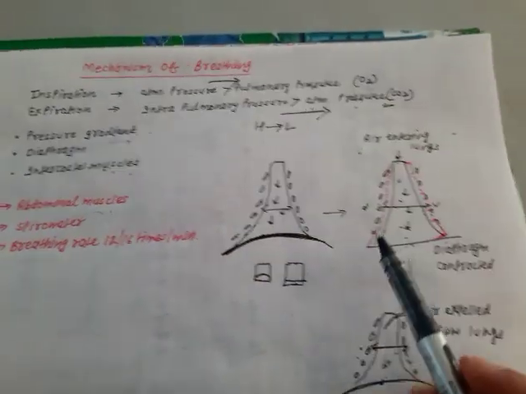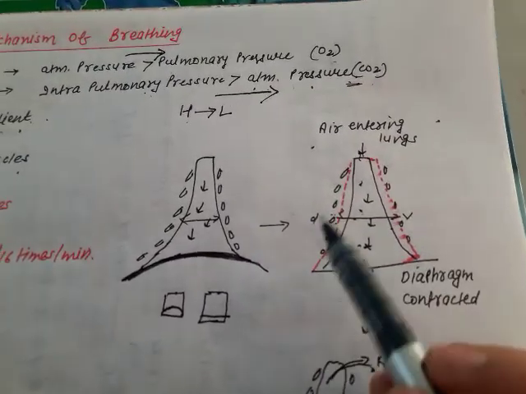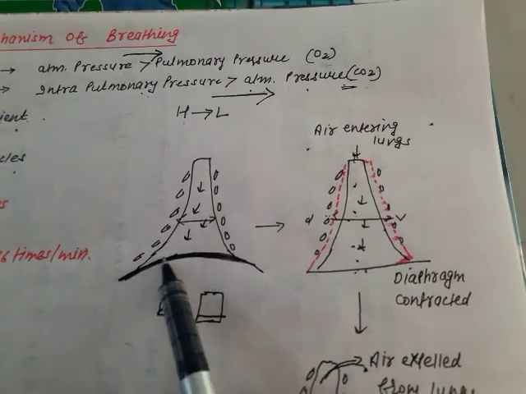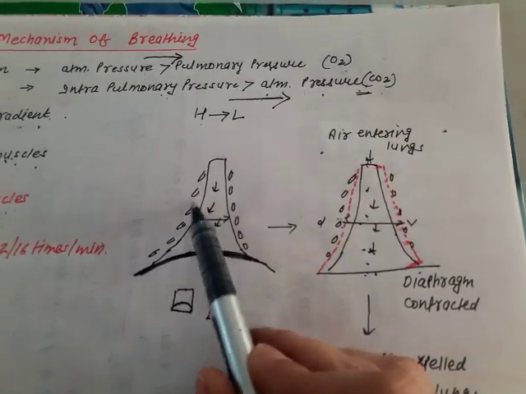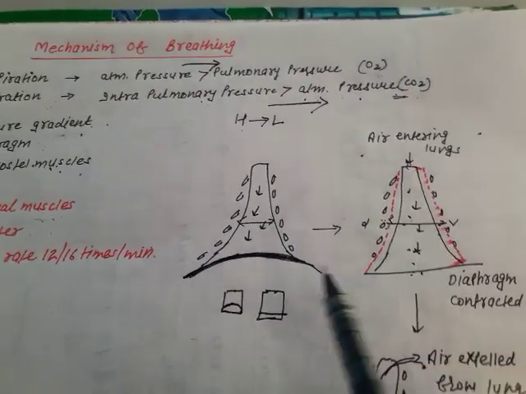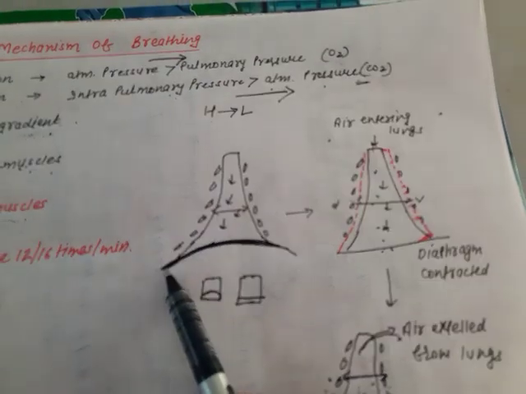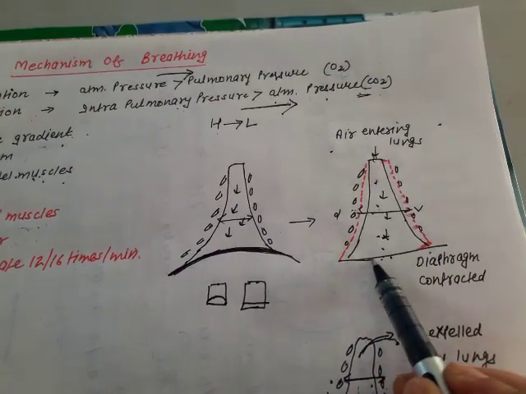Fine. So this is the diagram. Actually, a rough diagram I have made. This is a dome shaped structure called the diaphragm, and these are the ribs. Fine. Here intercostal muscles are present. Fine. Now during inspiration, this diaphragm will contract and become straight.